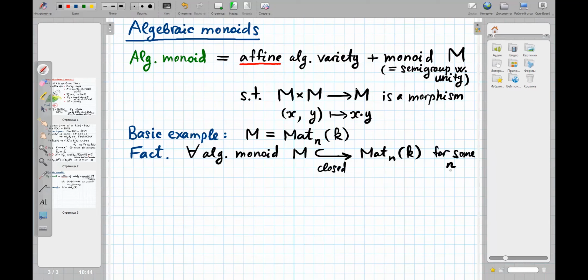You know from the theory of algebraic groups that any algebraic group can be embedded as a closed subgroup in some GL_N. And absolutely the same fact holds for algebraic monoids, for affine algebraic monoids, of course. But we assume affinity already in the definition. The proof of this fact is more or less the same as the proof of a similar fact for algebraic groups. So I can refer you to any textbook on algebraic groups.